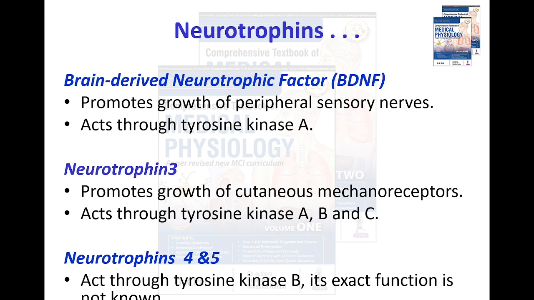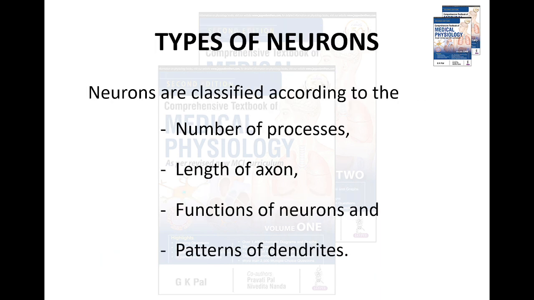Brain-derived neurotrophic factor, BDNF, promotes the growth of the peripheral sensory nerves. It acts on tyrosine kinase B. Neurotrophin 3 promotes growth of cutaneous mechanoreceptors. Neurotrophin 4 and 5 act on tyrosine kinase B. The exact function is not known.